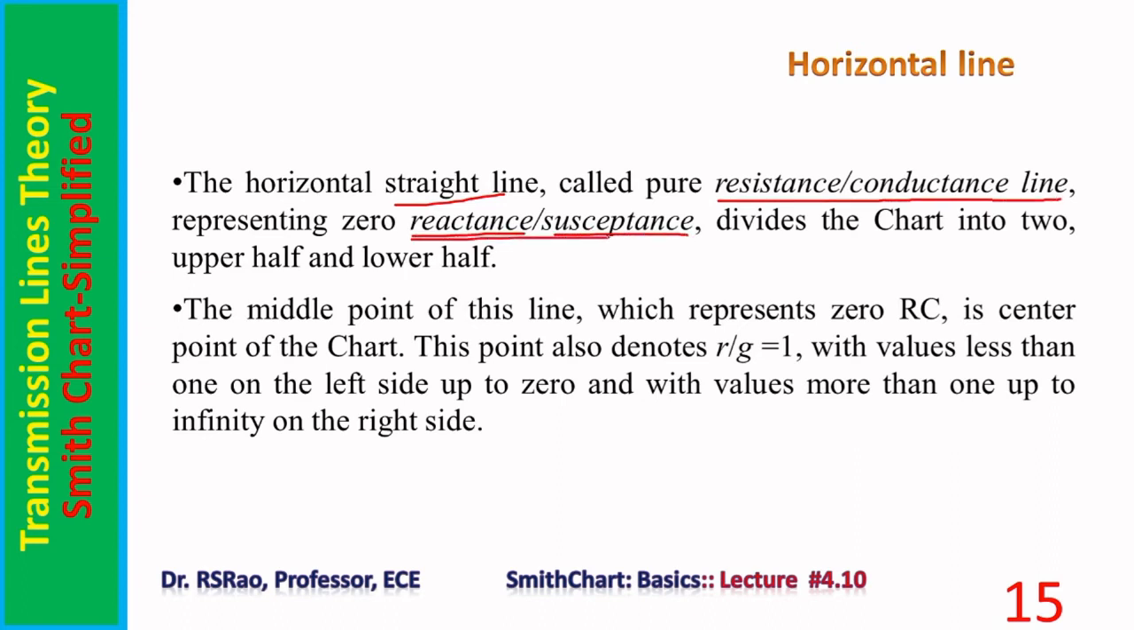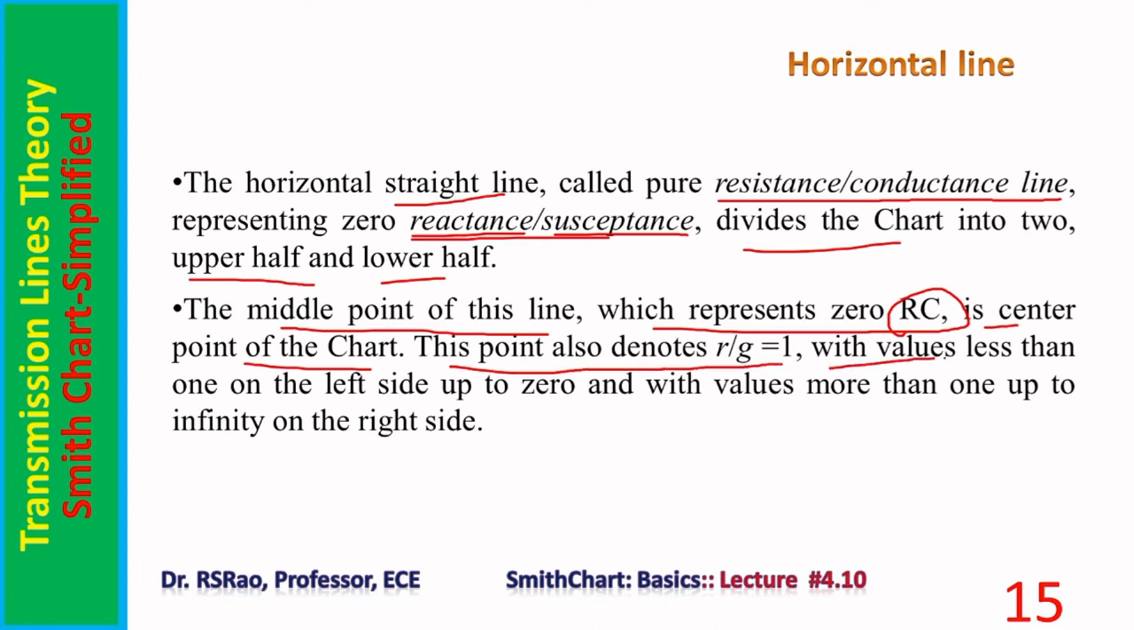This point I have already mentioned. It divides the chart into two, upper half and lower half. The middle point of this line, which represents zero gamma, is the center point of the chart. This point also denotes R or G equal to 1, with values less than 1 on the left side up to 0 and with values more than 1 up to infinity on the right side.